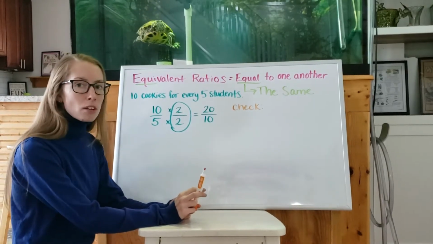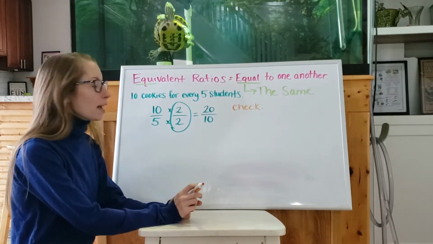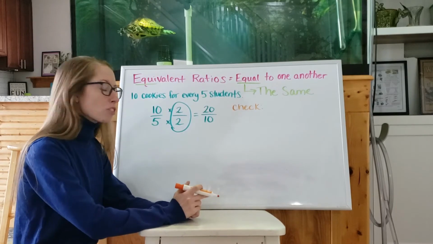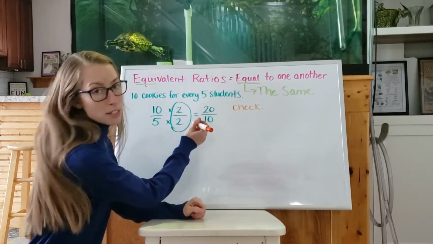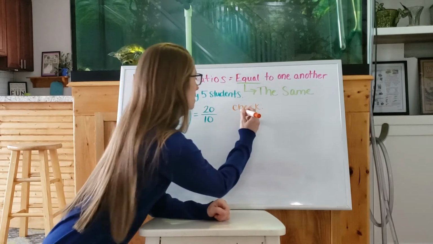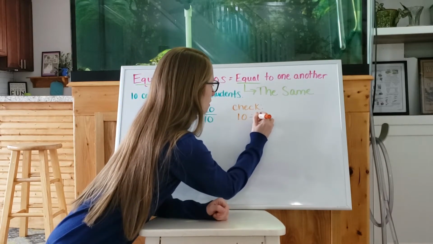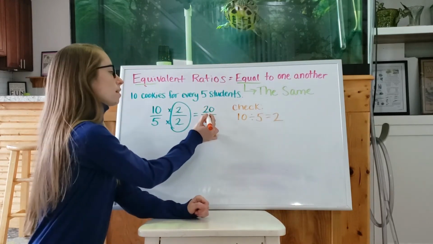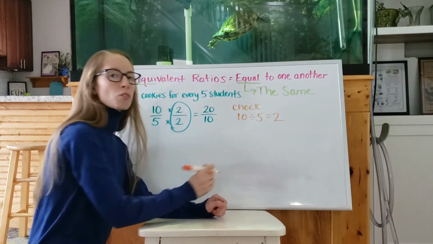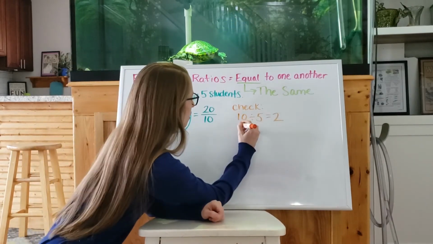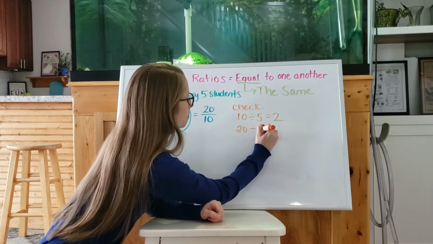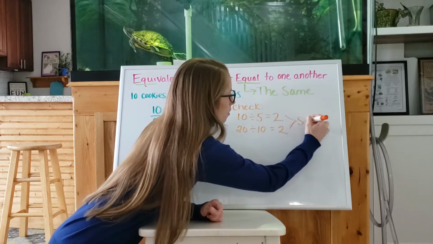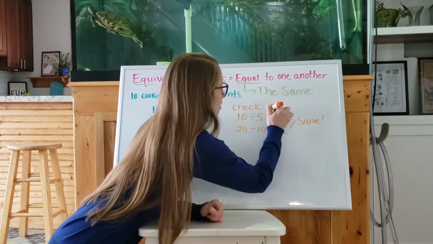I can double check to make sure that my fractions are equivalent by dividing the numerator by the denominator for both of my ratios. If they're the same, I should get the same answer for each. So let's double check. 10 over 5 means I would divide 10 divided by 5, which gives me a quotient of 2. 20 over 10 should give me the same quotient if they're equivalent. Let's check it out. 20 divided by 10 equals 2. And yep, those are the same. So they are equivalent ratios.